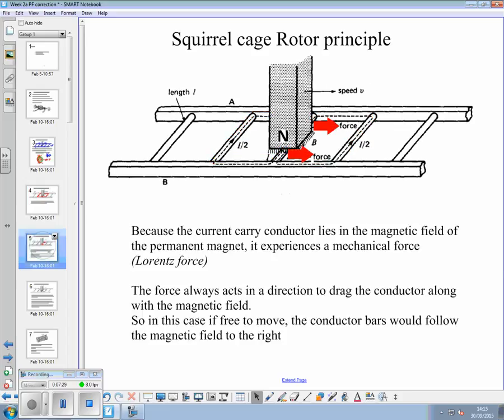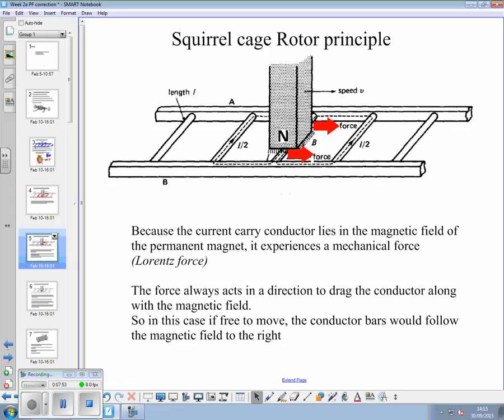However, there are complications to that. Because the current carrying conductor lies in the magnetic field of the permanent magnet, it experiences a mechanical force. That force is called the Lorentz force. Not really sure exactly how you pronounce that name, but it looks like Lorentz to me.